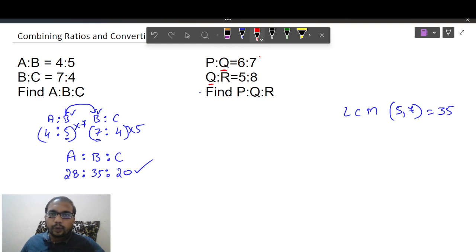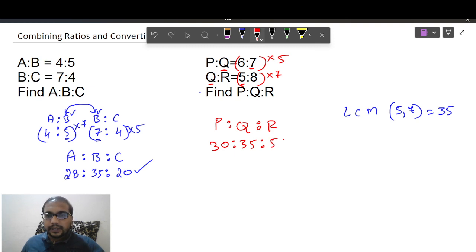For example, if you want to make the Q value the same here, is it the same? No. Then you have to multiply the ratio with how much value? 5. Here you need to multiply with 7. Why? Because you should make the Q value the same. So the PQR ratio combined, what do you have to write? 5 6s are 30, 5 7s are 35, 7 5s are also 35, 7 8s are how much? 56. The ratio will be 30:35:56.